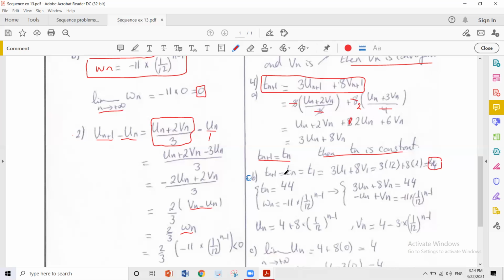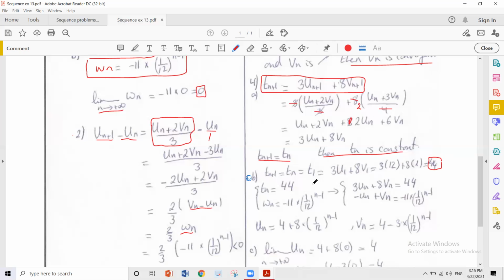Yes, Haikaz. Tn plus 1, since it is constant, all the terms equal a constant number. So Tn plus 1 equals Tn equals T1. 3U1 plus 8V1 equals 3 into 12 plus 8 into 1 equals 44.